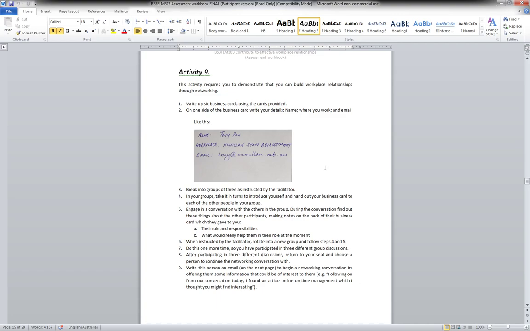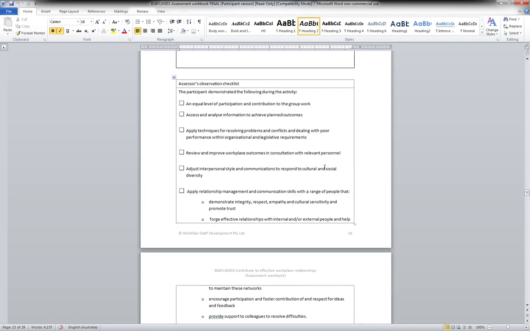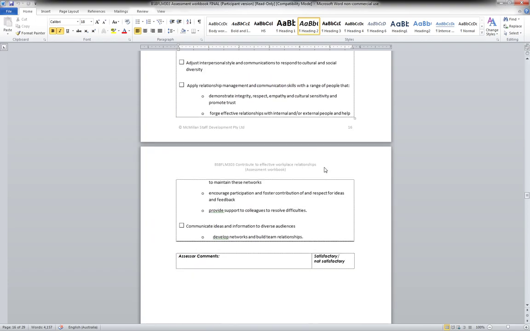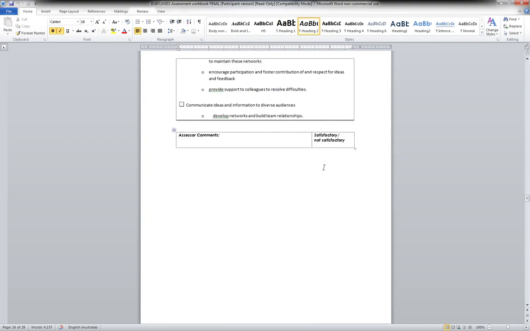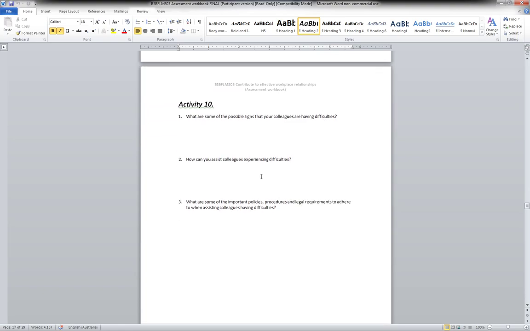So the purpose of this activity was for you to demonstrate that you can actually build networks. What I'm going to do instead is to say that all the activities where you've worked in groups, things like flip chart activities and so forth, I'm going to take that all in as a demonstration of this activity. So with that one there, just leave activity 9 blank, please.